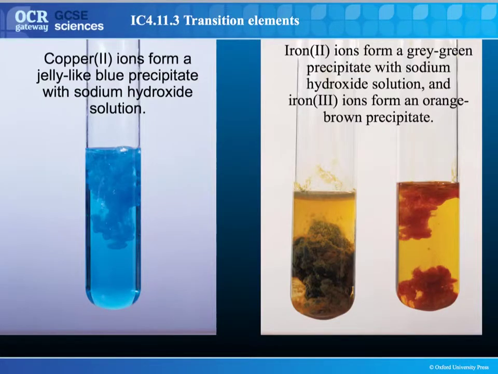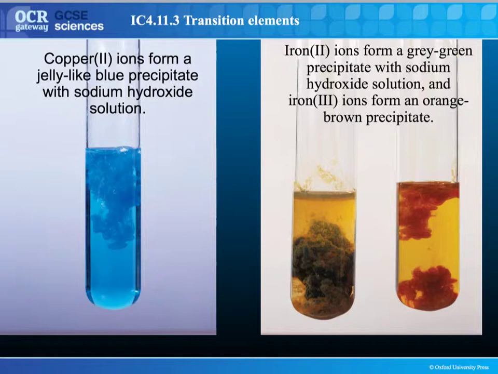These are the three key ones that you need to know. You need to know that copper 2 forms this blue-like precipitate of copper hydroxide when sodium hydroxide is added, and you also need to know about iron 2 and iron 3. Iron 2 forms a grey-green precipitate when sodium hydroxide is added. That is iron 2 hydroxide, and then iron 3 forms this orange-brown precipitate when sodium hydroxide is added, which is iron 3 hydroxide. There is distinction between iron 2 and iron 3, and you need to know both the colours.